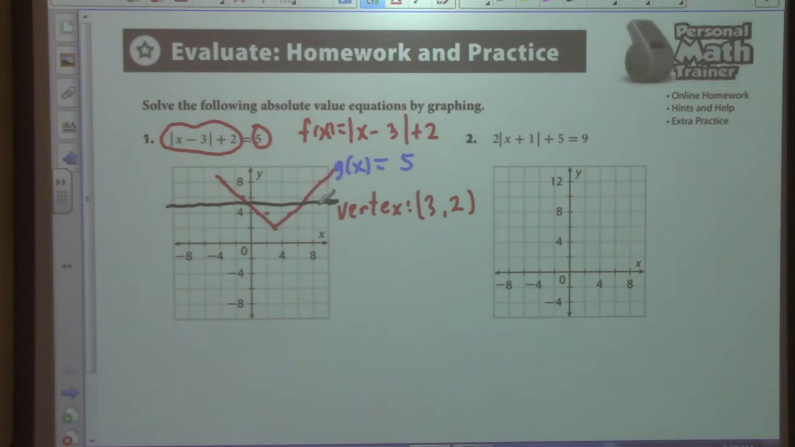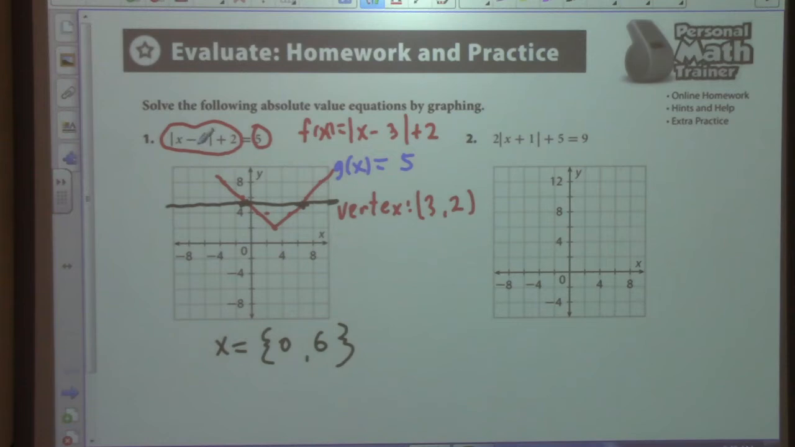I have a hard time seeing exactly where it is because I'm not 100% sure, so we're going to verify graphically with the calculator. But it looks like about right here. What would you call these solutions here? X equals 6, and what else? 0 maybe? Yeah, 0 and 6.